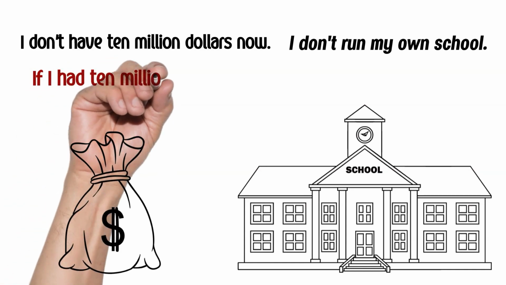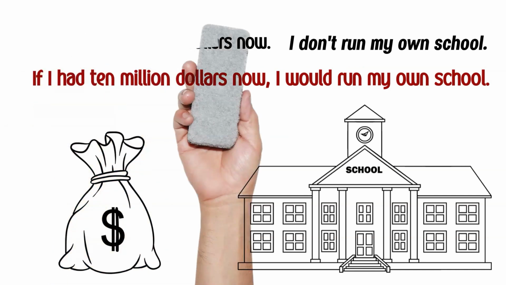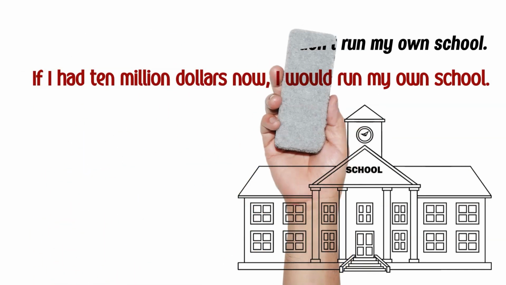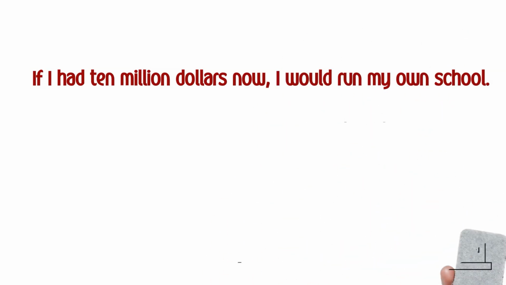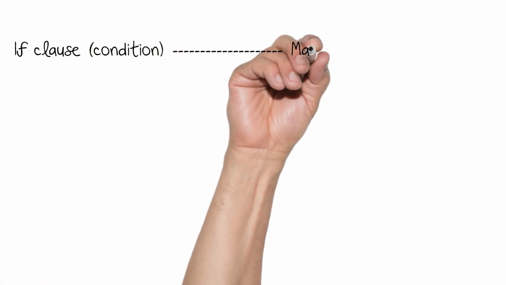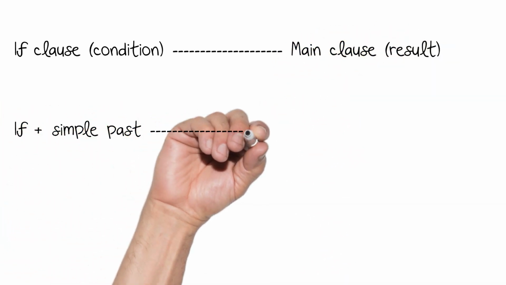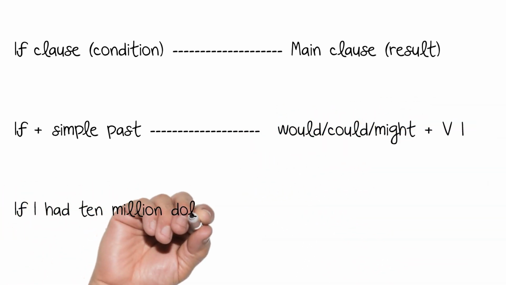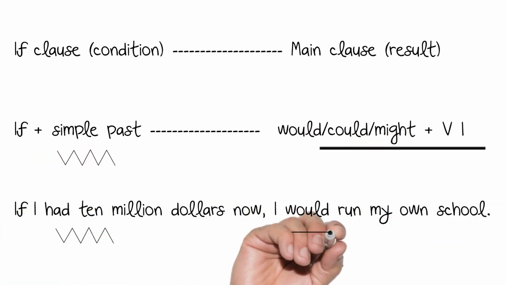Now let's talk about imaginary situation. If I had $10 million right now, I would run my own school. It is imaginary because I don't have this amount of money. In the if clause or in the condition part, we use simple past tense, but it doesn't have a past meaning. And in the main clause, we use would, could, might, and verb 1.